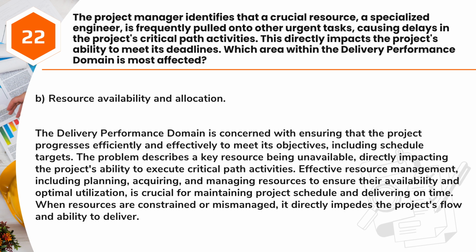Answer: B. Resource availability and allocation. The delivery performance domain is concerned with ensuring that the project progresses efficiently and effectively to meet its objectives, including schedule targets. The problem describes a key resource being unavailable, directly impacting the project's ability to execute critical path activities. Effective resource management, including planning, acquiring, and managing resources to ensure their availability and optimal utilization, is crucial for maintaining project schedule and delivering on time. When resources are constrained or mismanaged, it directly impedes the project's flow and ability to deliver.